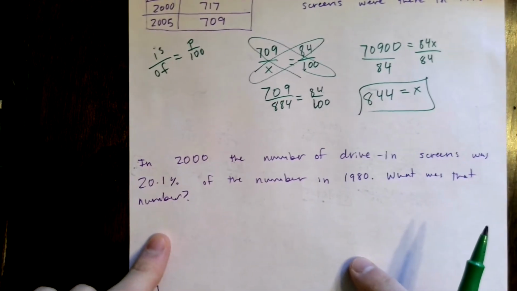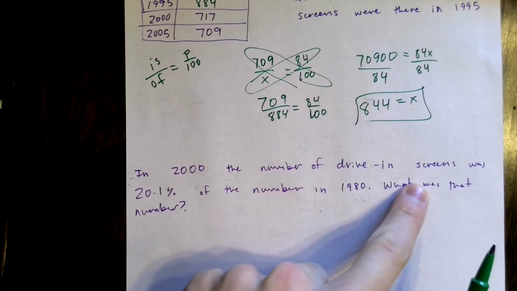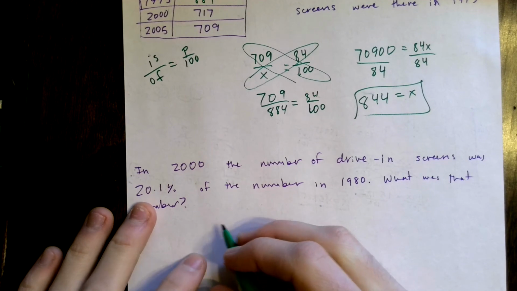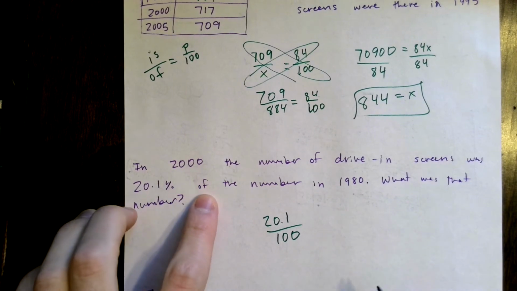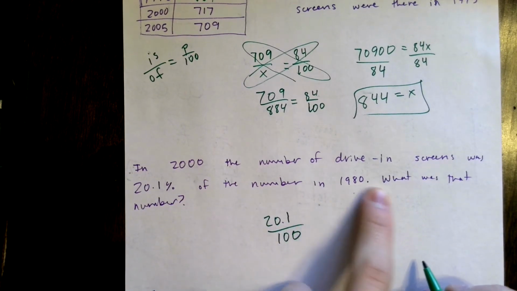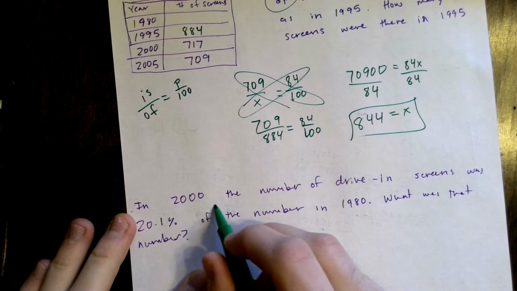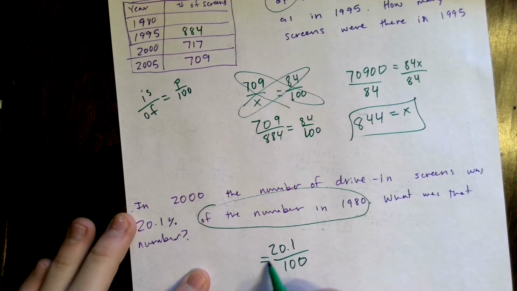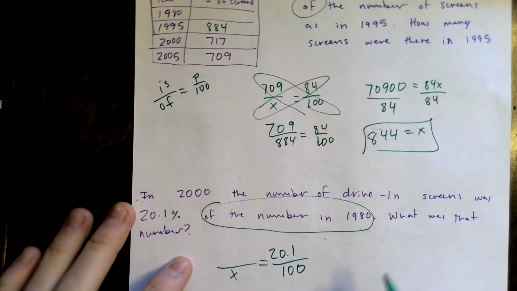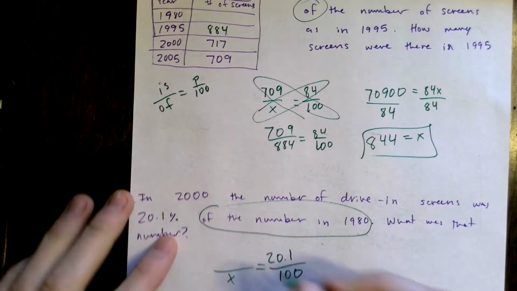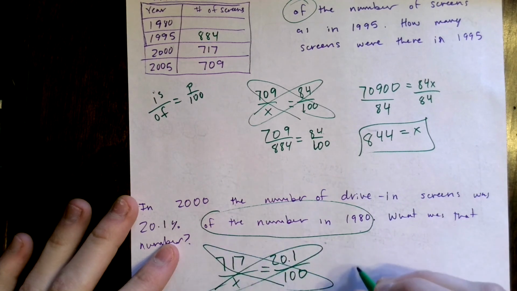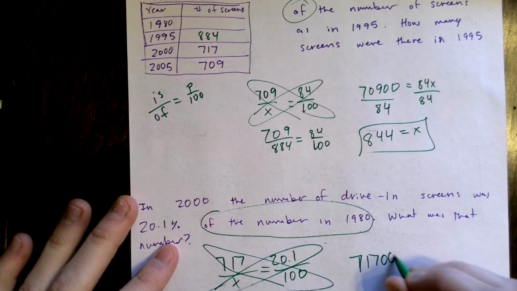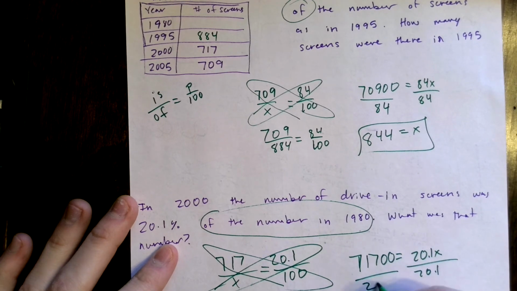Okay. And now they told us in 2000, the number of drive-in screens was 20.1%. Okay, they tell us that right now off the bat. They tell us our percentage of the number in 1980. What was that number? Okay, we're looking for our of again of the number in 1980. We don't have that. Mixing our x again. In 2000, we have 17. And we are ready to cross multiply here. 17, add 2 zeros equals 20.1x. To get that by itself, we're going to divide each side by 20.1.